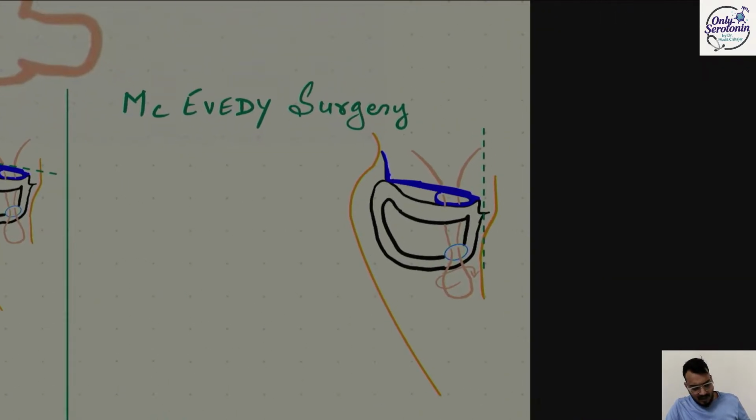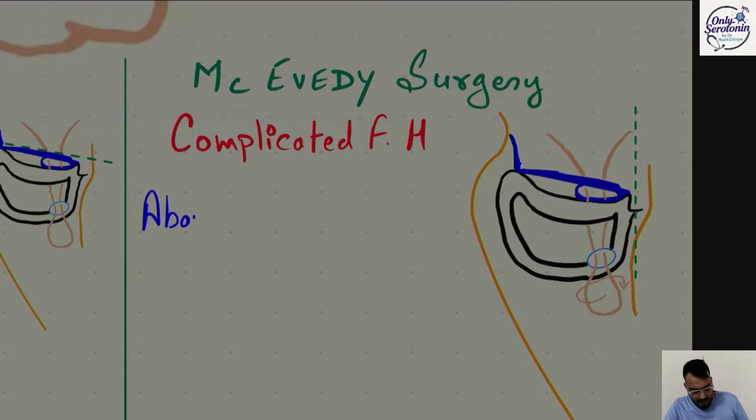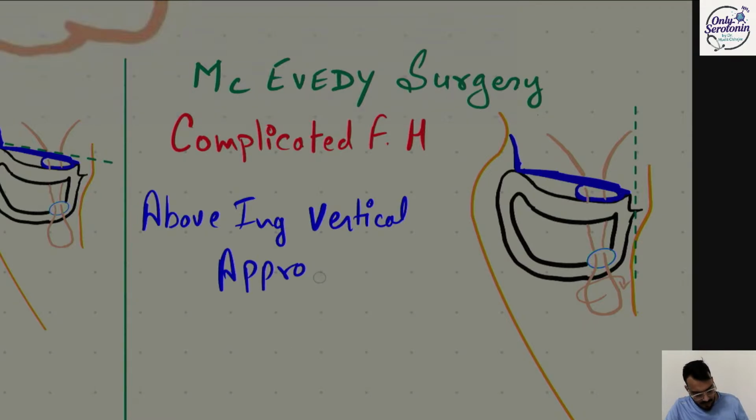And the last one is what, guys? The last one is McAvday surgery. This McAvday surgery is done for complicated femoral hernia. And what is the approach here? The approach is the above inguinal vertical approach. From above the inguinal ligament, we are going to cut the person from the midline vertically till the pubic symphysis. We call it above inguinal vertical.